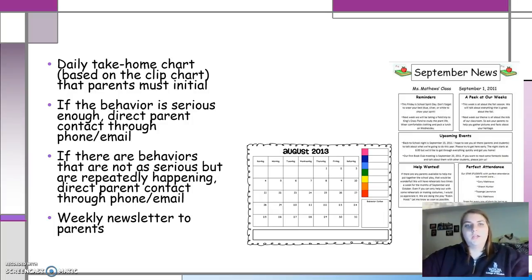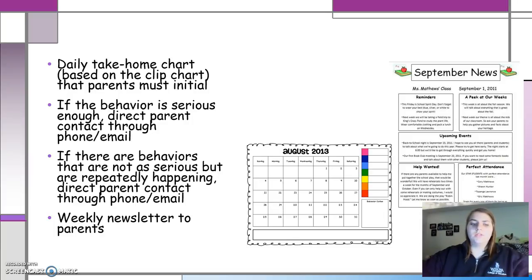If the behavior is serious enough, I plan on directly contacting the parent through a phone call or an email, just so I make sure that the parents are getting the whole story of what happened, and the consequences that their child maybe possibly received because of the behaviors that they were having. Also, if there are behaviors that aren't as serious, but they're repeatedly happening and they're constantly moving their clip down or flipping a card, I would also directly contact the parent at that point about what we might need to do to fix that behavior.